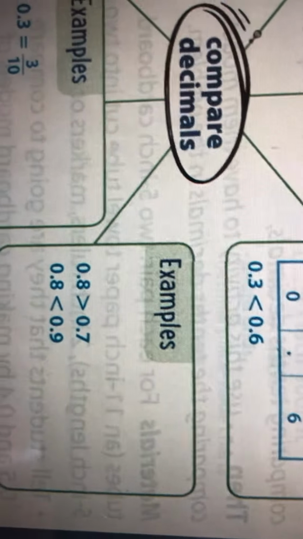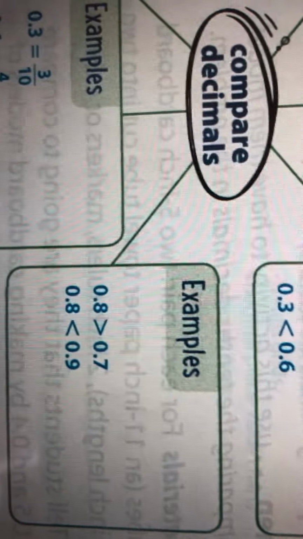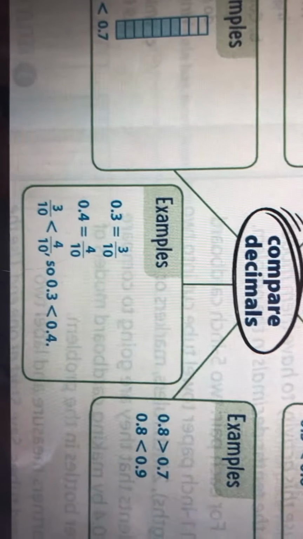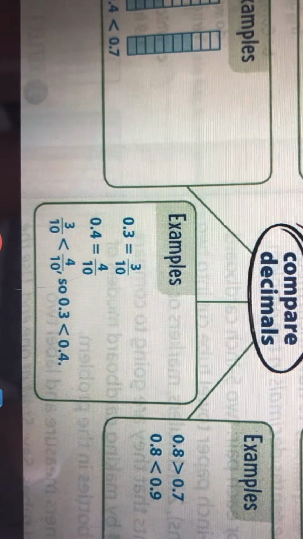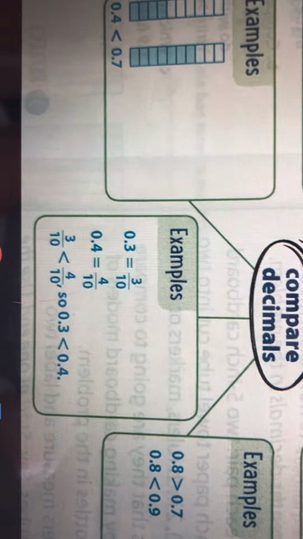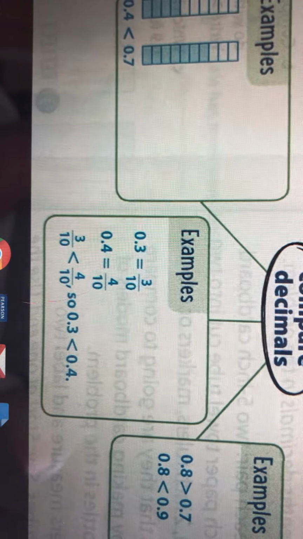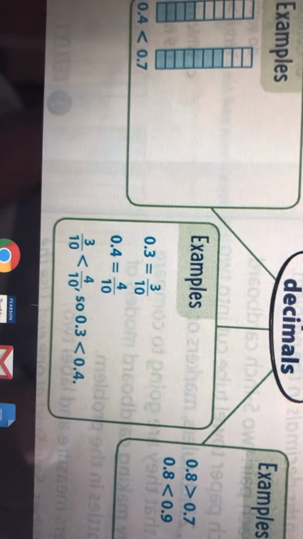Okay, we can also just look at the numbers. So we've got 3 tenths and 6 tenths. Well, which one's bigger, the 6 or the 3? The 6 is. So the alligator wants to eat the 6 tenths. 8 tenths is bigger than 7 tenths. 9 tenths is bigger than 8 tenths. 0.3 is the same thing as 3 tenths. 0.4 is the same thing as 4 tenths. We know that 4 tenths is bigger, so 0.4 is bigger. It's just an overview.